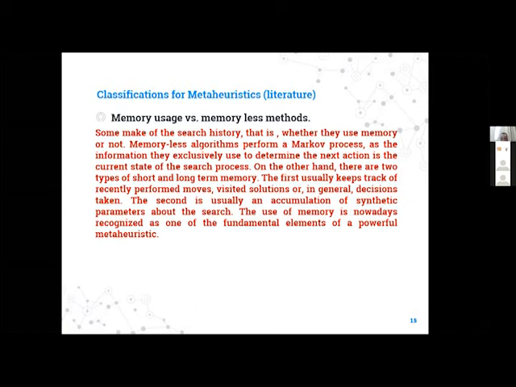The first, short-term memory, usually keeps track of recently performed moves, visited solutions, or in general decisions taken. The second, long-term memory, is usually an accumulation of synthetic parameters about the search. The use of memory is nowadays very significant, and is one of the fundamental elements of the power of meta-heuristics.